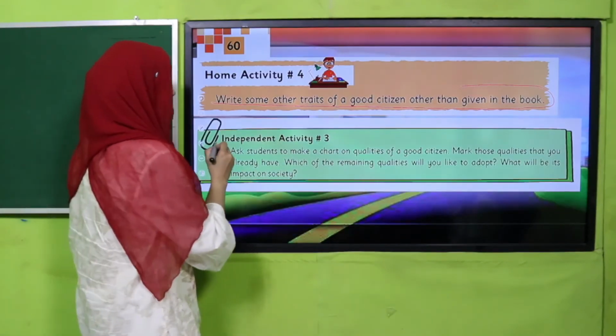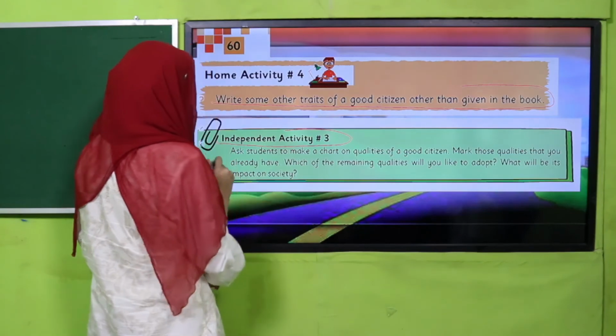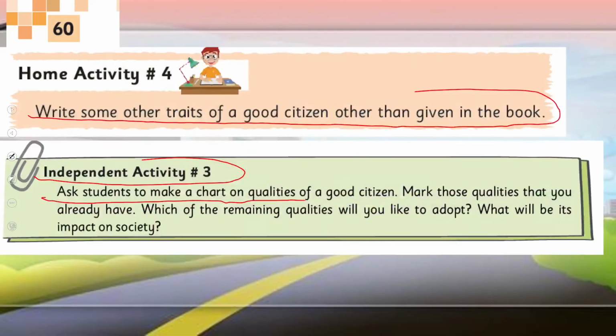And then you will do independent activity number 3 in your homework. Ask students to make a chart on qualities of a good citizen. Mark those qualities that you already have. Which of the remaining qualities will you like to adopt? What will be its impact on society?